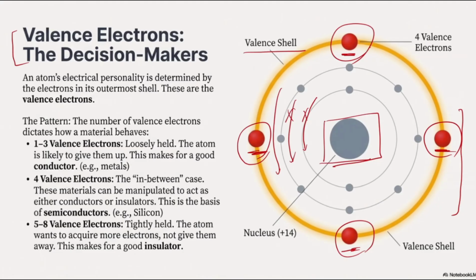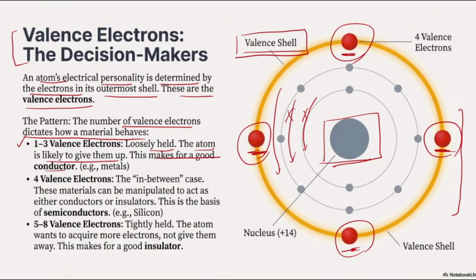Based on this ability of movement, we are going to categorize materials. An atom's electron personality is determined by the electrons in the outermost shell, the valence shell. These are the valence electrons. Here's the pattern: the number of valence electrons decides how a material behaves. The first case is 1 to 3 valence electrons at the final outer shell. It means those electrons are loosely held, and the atom is likely to give them up.